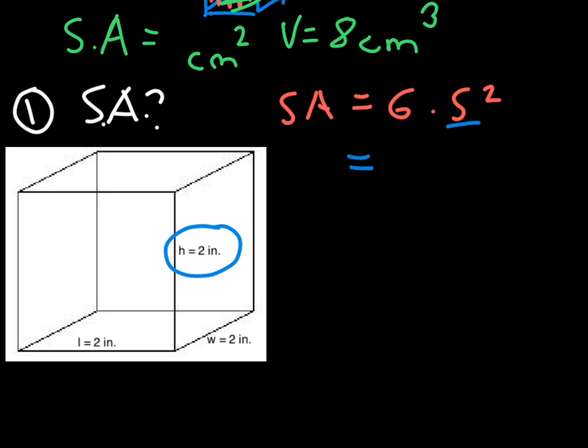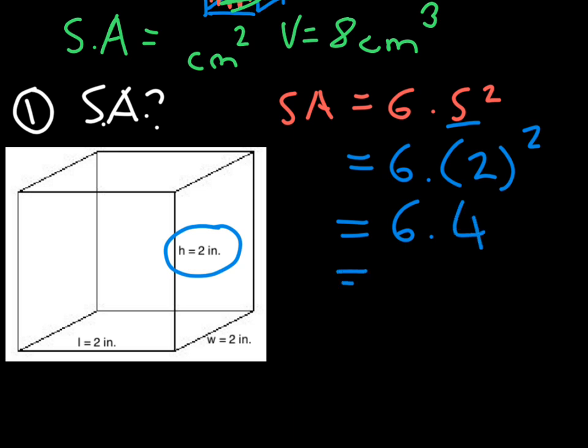So we can then say that this equals 6 times, we substitute in our value for s, of the side, which is 2, and we square it, just like the formula says. This then equals 6 times 4, which is 24. Lastly, we need to add in our units, which is inches, and because we are trying to figure out the area, it is going to be inches squared. And that is our final answer for question 1.